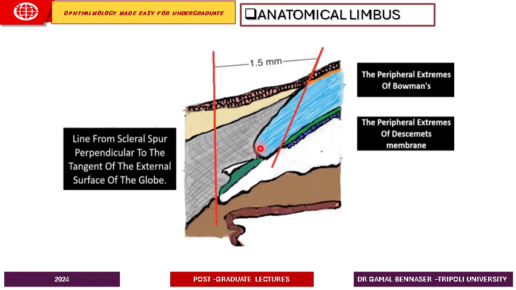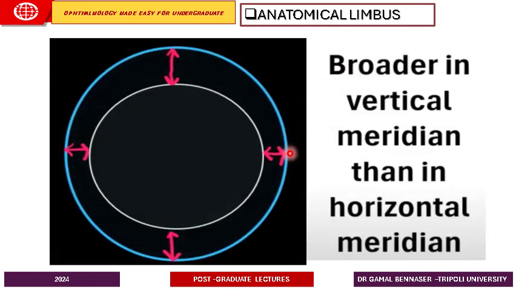Now this anatomical limbus, as I said, is around 1.5 millimeter from the termination of the Bowman's membrane, and it is triangular in shape like this, bounded posteriorly by a vertical line and anteriorly by an oblique line connecting the termination of the Bowman's to the Descemet's membrane. As I said before, the limbus is broader in the vertical meridians because of the anterior termination of the conjunctiva, and is narrower in the horizontal meridians, at the 3 to 9 o'clock position. So it is broader in the vertical meridians.